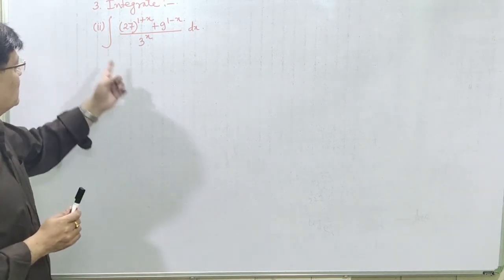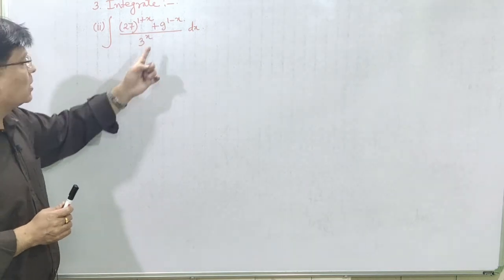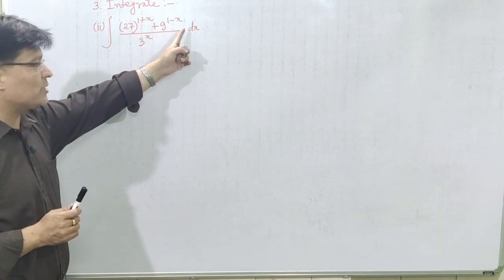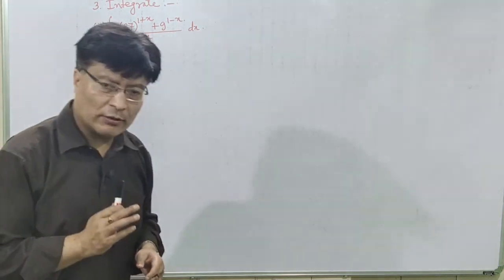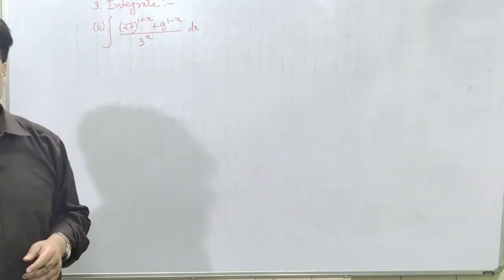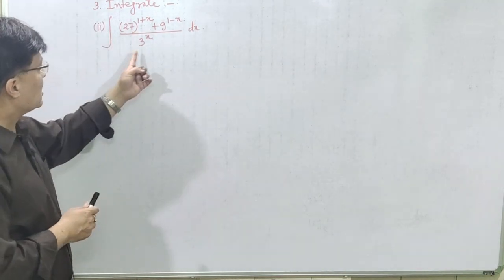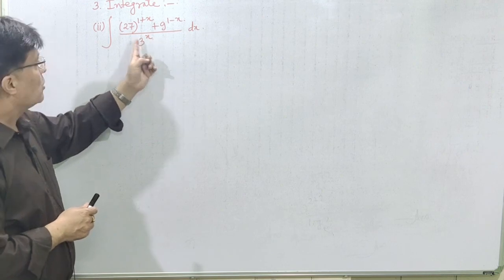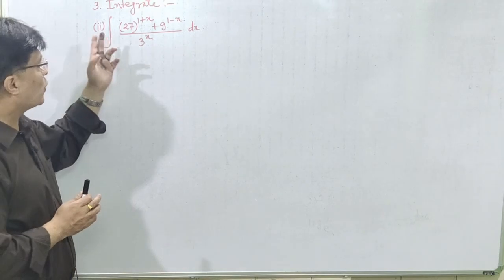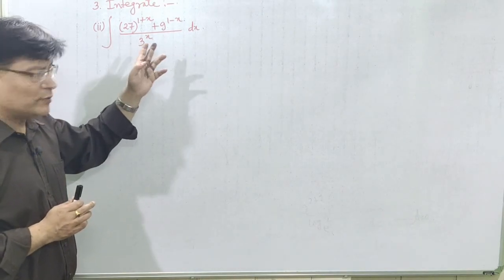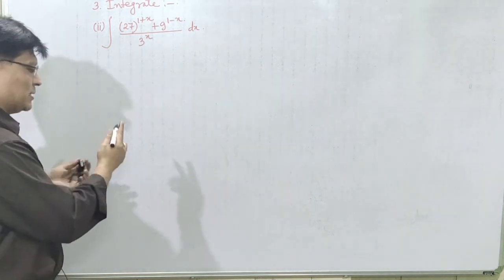So you have to integrate the integral of 27 whole to the power 1 plus x plus 9 to the power 1 minus x whole divided by 3 to the power x dx. So here also you cannot integrate it directly. You have to simplify it with the help of indices. So now since there is 3 to the power x, you should write this 27 and 9 in terms of 3. So 27 can be written as 3 cube and this 9 can be written as 3 square. Okay. So let us write it here now.